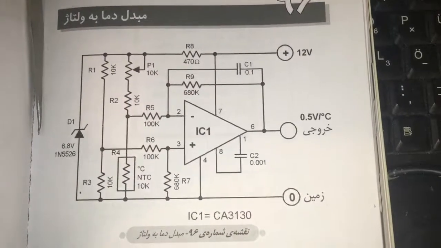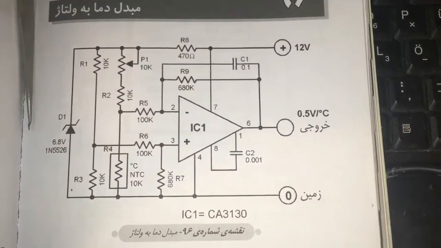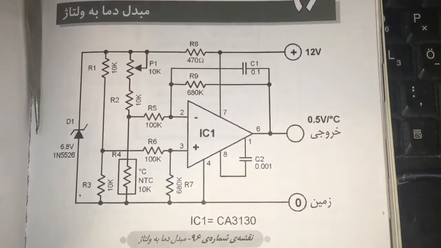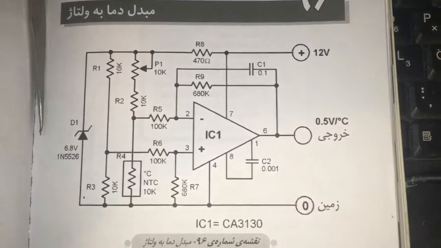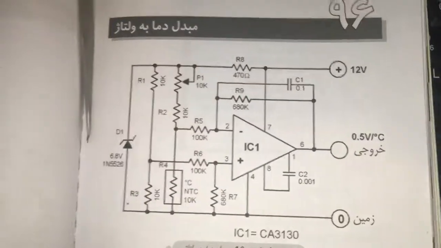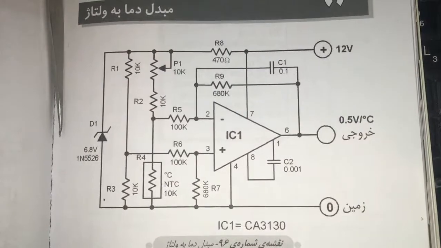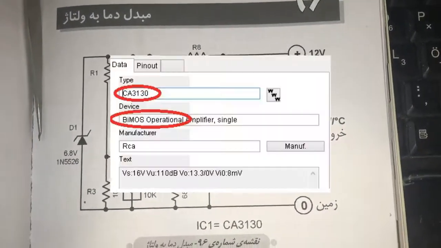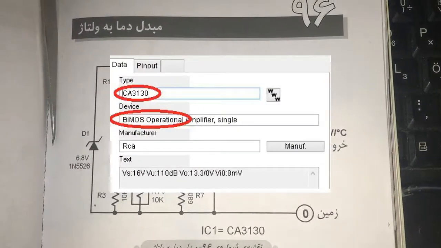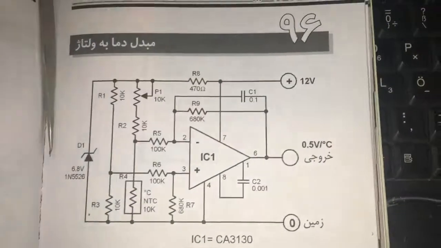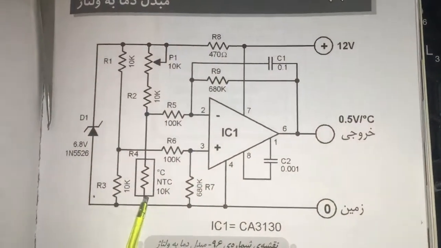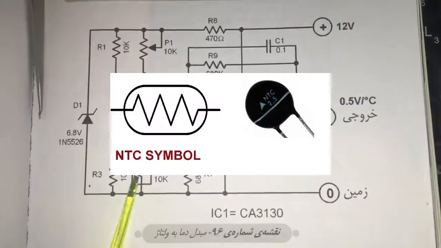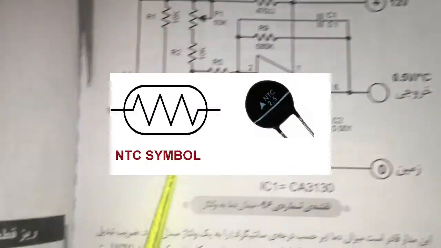As you can see, this project is an OPAMP temperature converter, and the operational amplifier IC is the CA3130, this one. This is a very sensitive BiMOS operational amplifier, and this project works with an NTC to measure the temperature. In most projects the temperature sensor is the LM35.